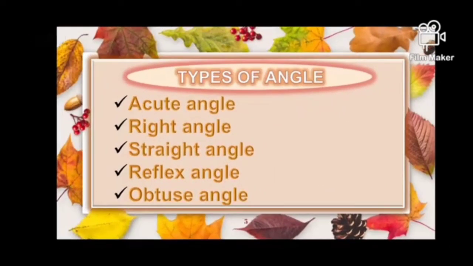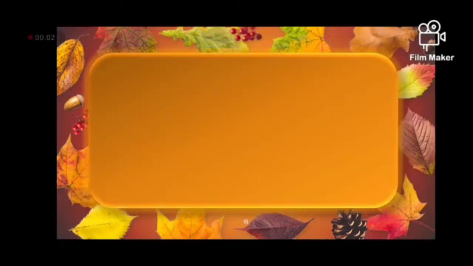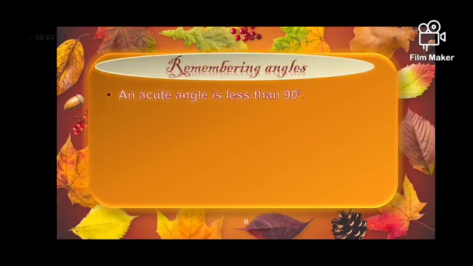Do you remember what are the types of angle? These are the types of angle: acute angle, right angle, straight angle, reflex angle and obtuse angle. Now first of all, we will revise the definition of different types of angle. The first type of angle is an acute angle. An acute angle measures less than 90 degrees.